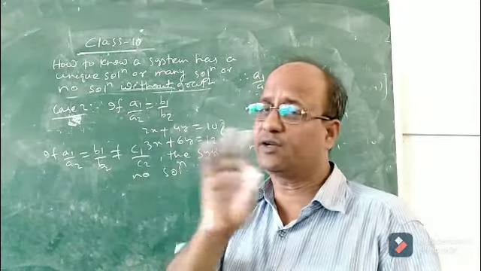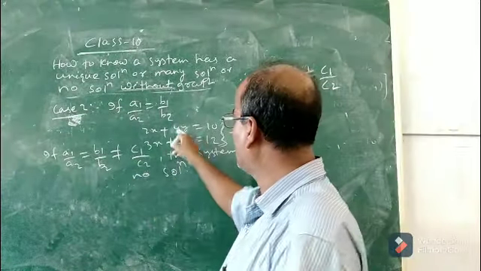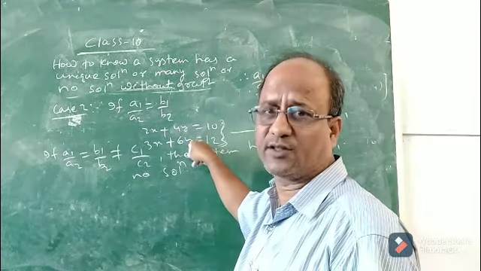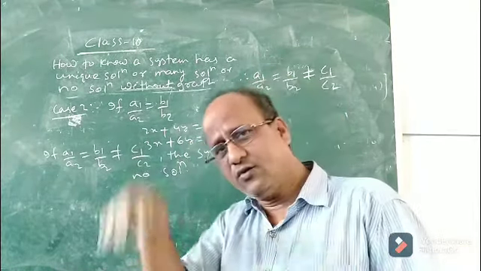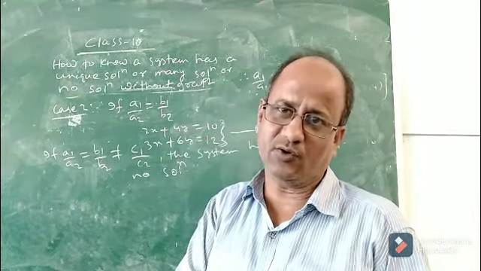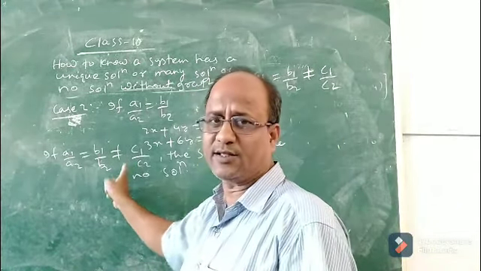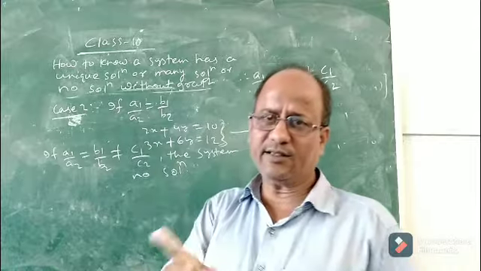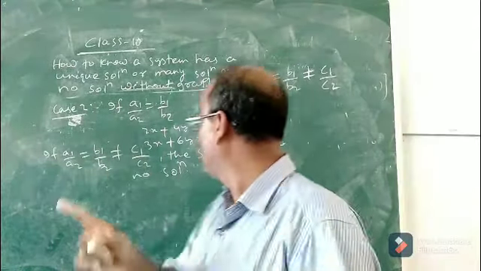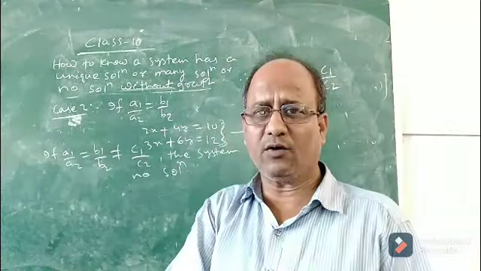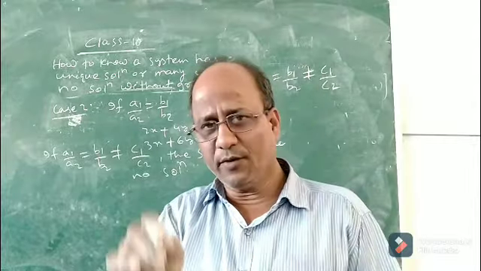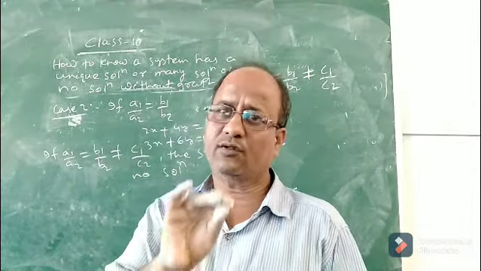Here you see children, we did not do any graph. We did not draw the graph of these two equations in two variables of the system. Still we could determine that they have no solution, by remembering this rule. So this is the second case. If A1 by A2 equal to B1 by B2 but both are not equal to C1 by C2, then we have to remember that the system will have no solution.